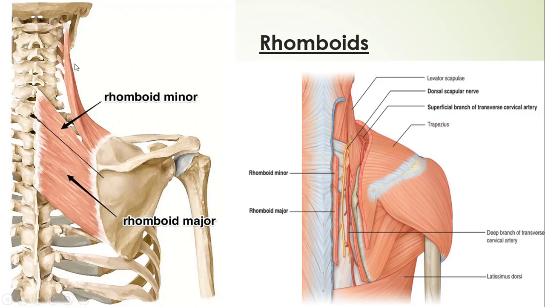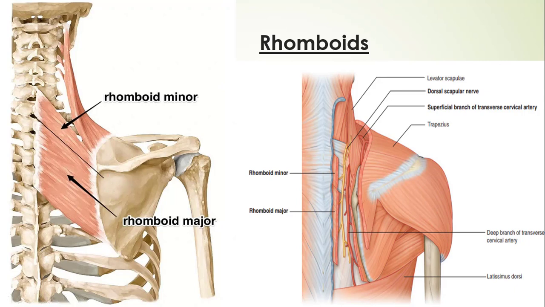So they are located inferior to the levator scapulae. We have small minor and large major. The major lies below the minor. They attach to the medial border of the scapula, rhomboid minor just opposite the spine, and rhomboid major below the spine and between the spine and the inferior angle.